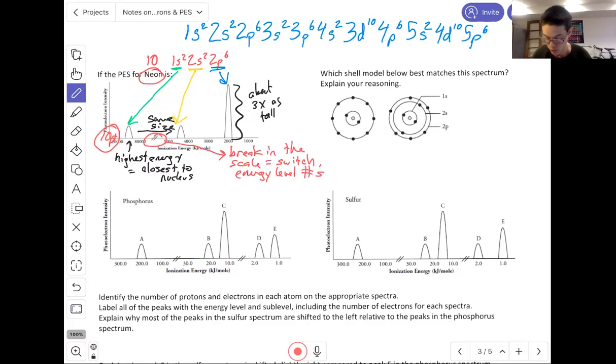Okay, so we've identified what the peaks are, 1s2, 2s2, and 2p6. So if I look at these 2 possible Bohr diagrams on the right, which one of those matches the number of peaks we saw? The one on the left or the one on the right? The one on the right. Yes, this guy. Because the one on the left would give you how many peaks?